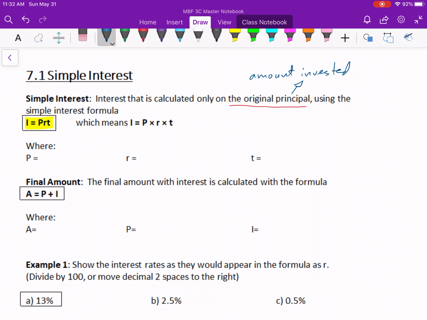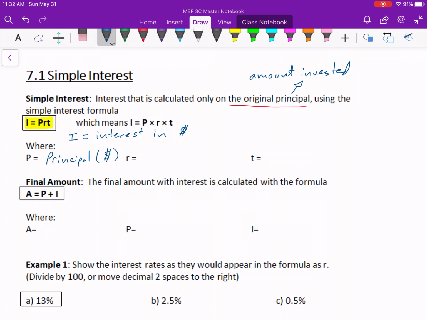So in the formula, I equals PRT, I is the interest. That's not even mentioned here, but let's get that one in there as well. So interest in dollars. So principal is the amount invested, also in dollars.